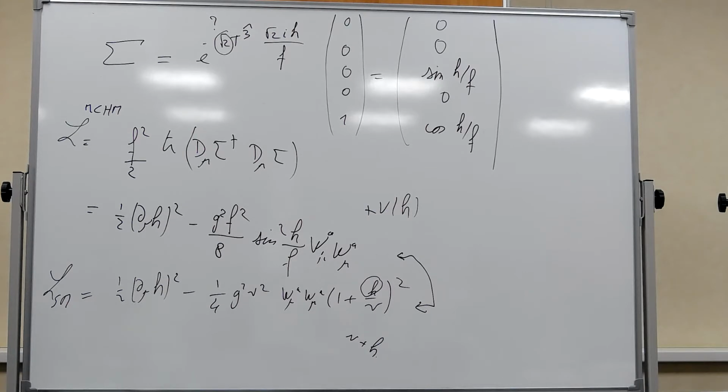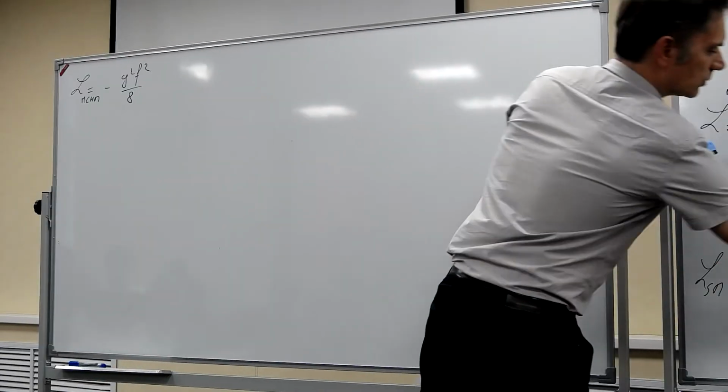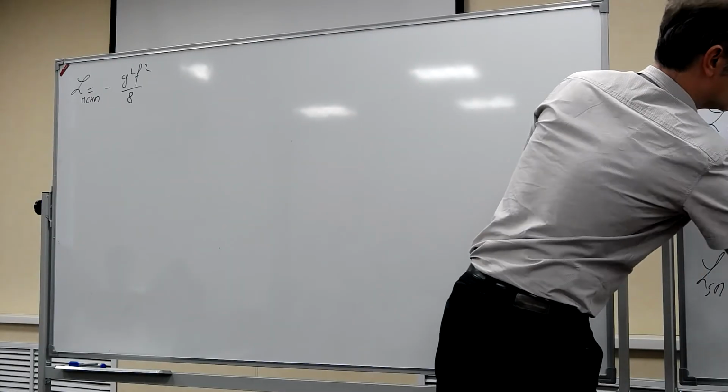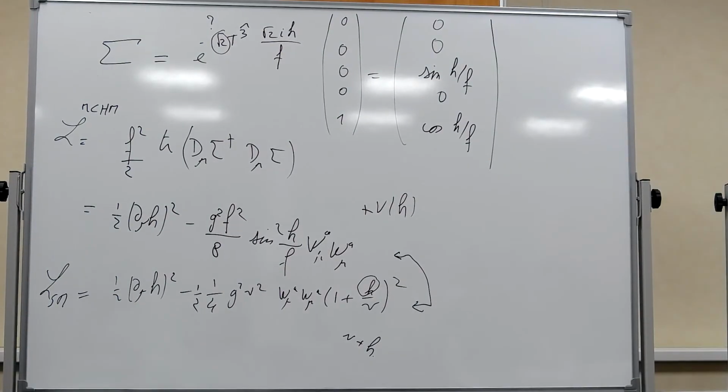And cos 2 theta is cos squared theta minus sine squared. Let's say 1 minus 2 sine squared H over F, if I remember the trigonometric relation. Okay?